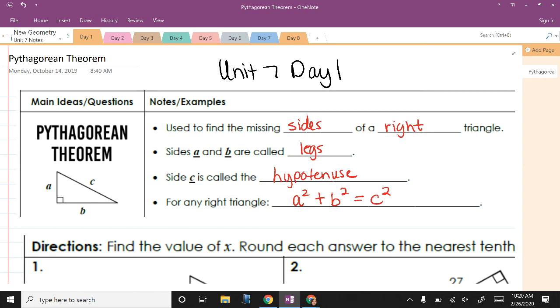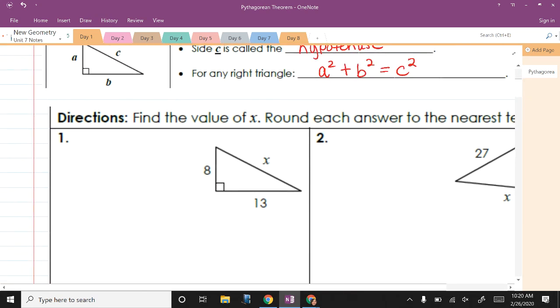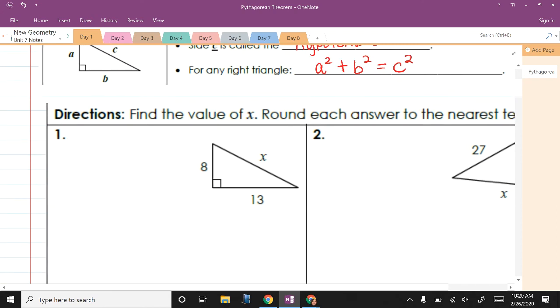All right, so I'm going to insult your intelligence for a few minutes. Number one, find the value of x. Round your answer to the nearest tenth. That means we're going to get some decimals. All right, so is x leg or hypotenuse? Hypotenuse. So when I plug into a squared plus b squared equals c squared, it goes in for which one?